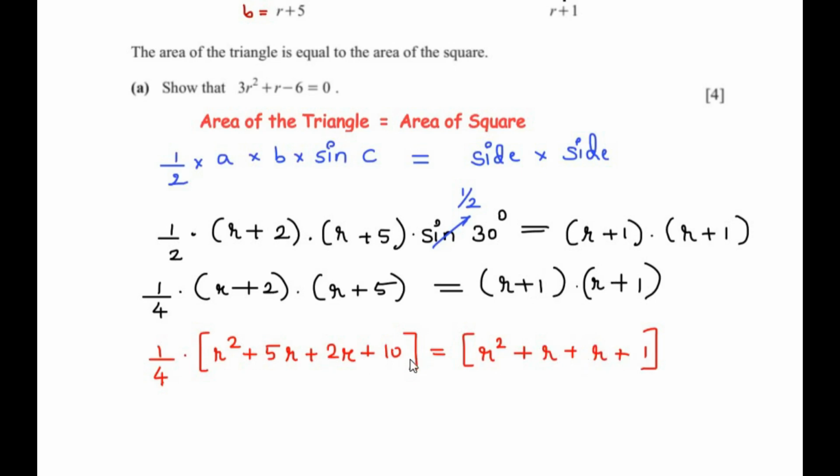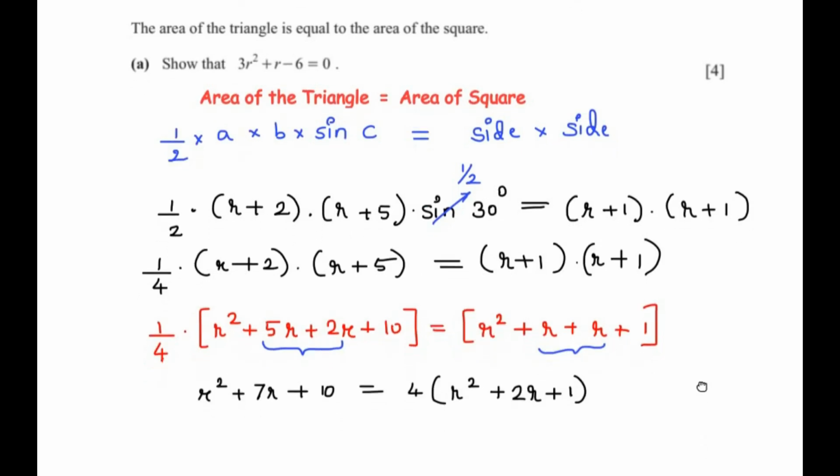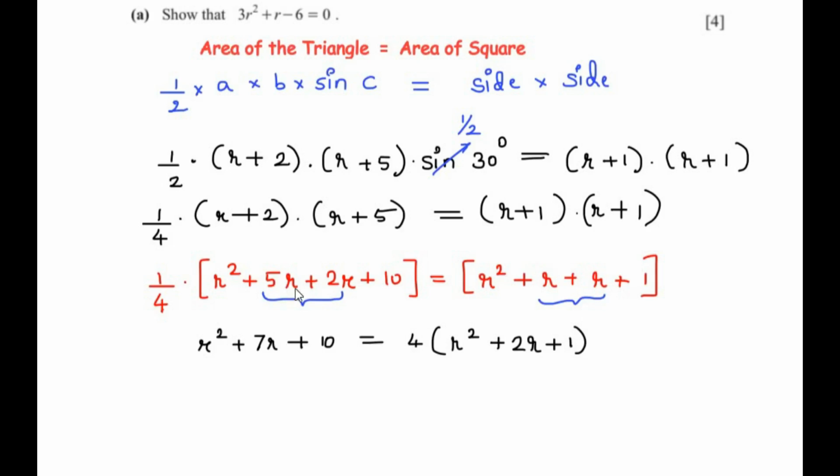Now the next step is simplification of these brackets, because we can see 5r and 2r are like terms and r and r are also like terms, and at the same time I'm going to take this 4 on the other side of the equal sign so that it multiplies with this bracket. So here we have r² plus 5r and 2r will add up together to give us 7r, plus 10 is equal to, now 4 goes on the other side and multiplies with r². r plus r gives us 2r plus 1. Now I'm going to expand this bracket.